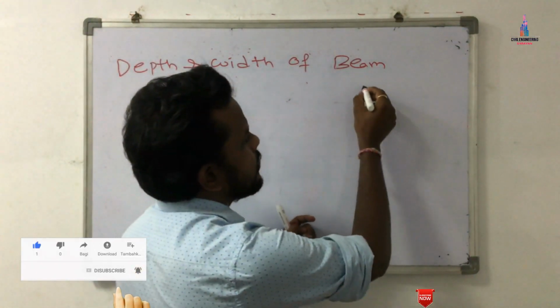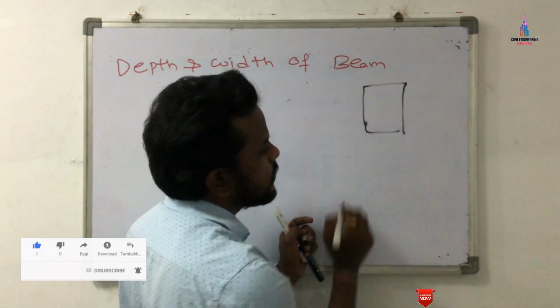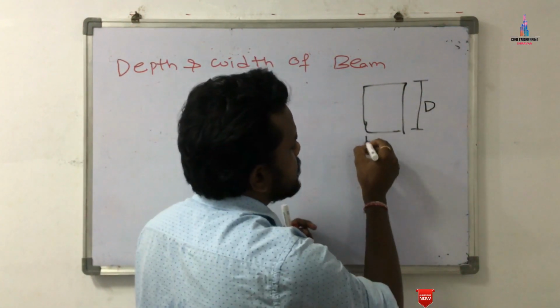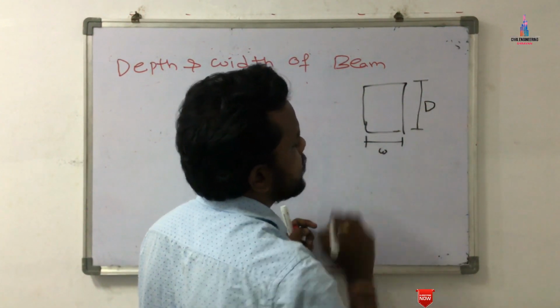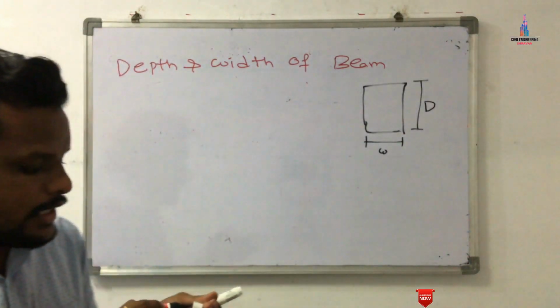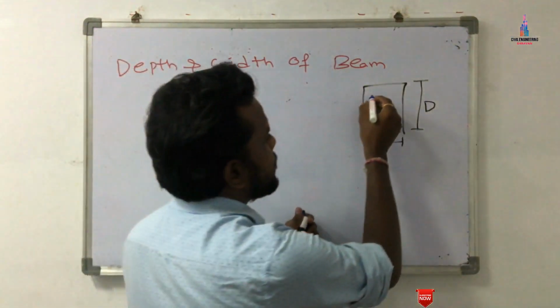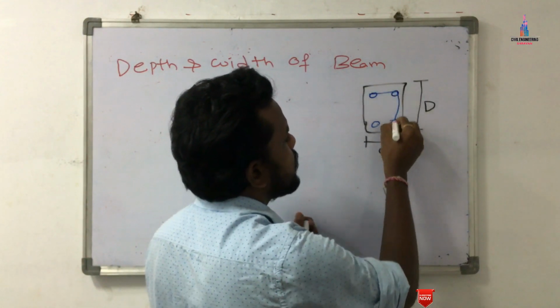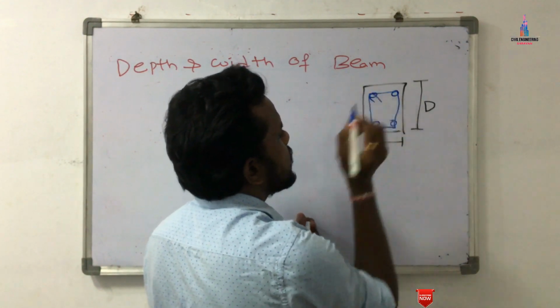Let us consider this is the side view for the respective beam section. The beam has a depth d, and let us consider the width of the beam to be w here. Let us consider reinforcement bars for this beam section, consisting of 4 bars at the top section and 4 bars at the bottom section. Let us take it like this.